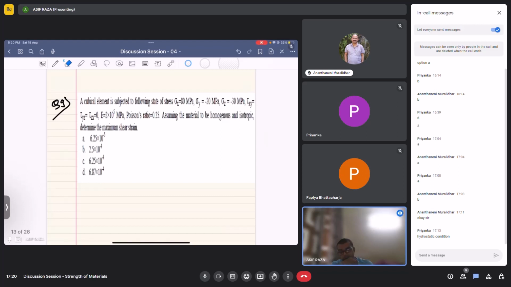Question is, we are given a cubical element which is subjected to the following state of stresses, where sigma x, sigma y, sigma z are given and other shear stresses are given. Modulus of elasticity is 2 into 10 power 5 MPa. Poisson's ratio is 0.25. Assuming the material to be homogeneous and isotropic, determine the maximum shear strain. Since this is a long question, what would be your approach?